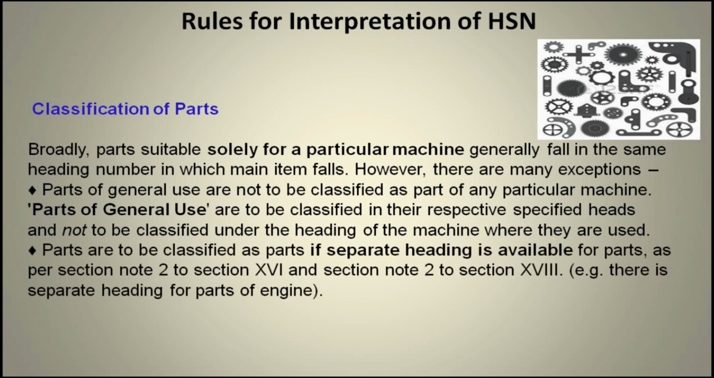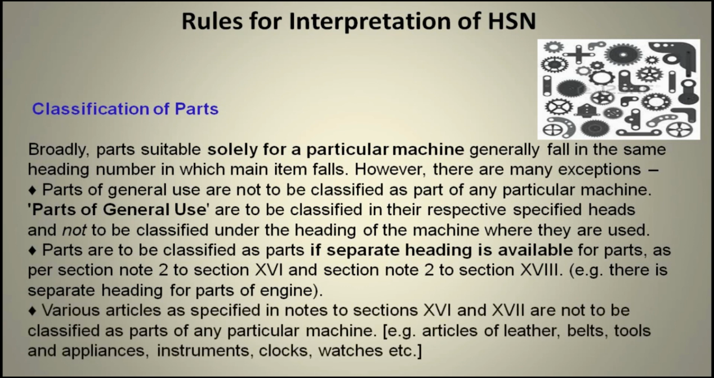Parts are to be classified as parts if a separate heading is available for parts, as per section note 2 to section 16 and section note 2 to section 18. For example, there is a separate heading for parts of engine. Various articles as specified in the notes to sections 16 and 17 are not to be classified as parts of any particular machine. For example, articles of leather, belts, tools and appliances, instruments, clocks, watches, etc.